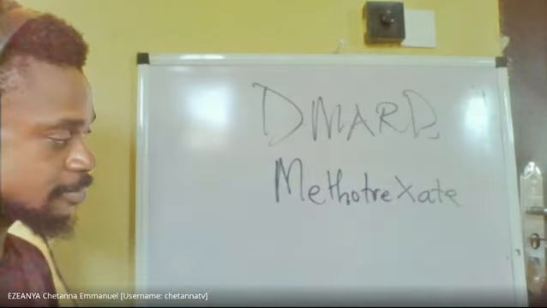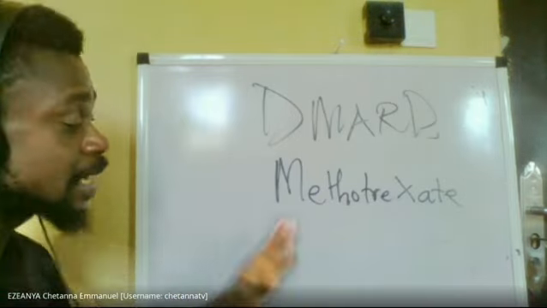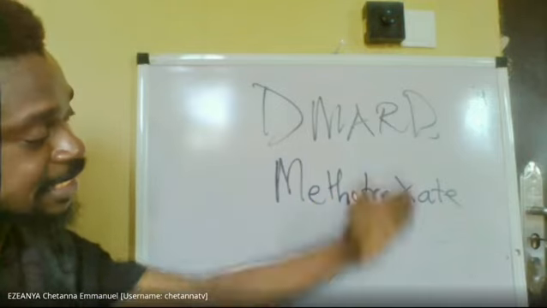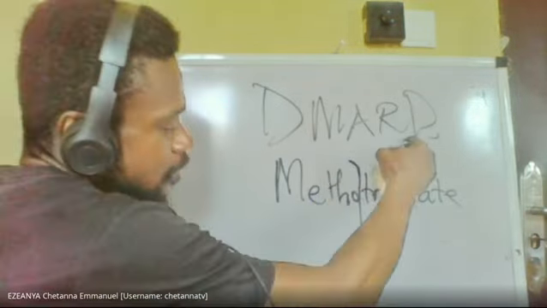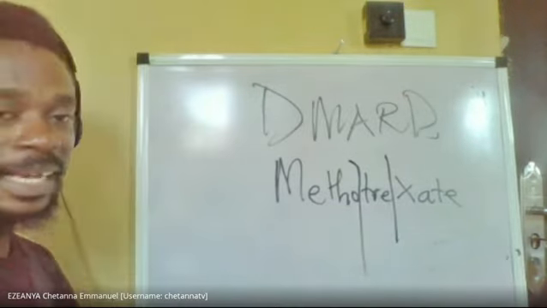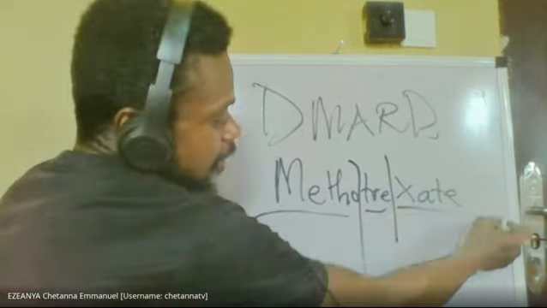Methotrexate. These things are not difficult. Once you can break them into the different syllables, you are good to go. Methotrexate, three syllables.